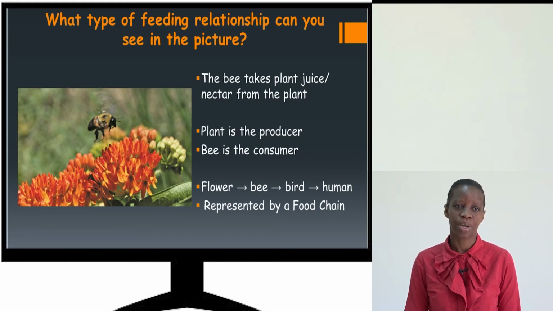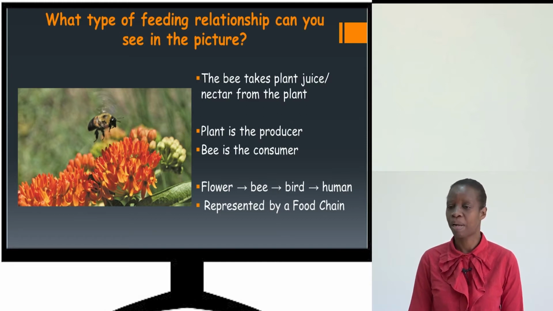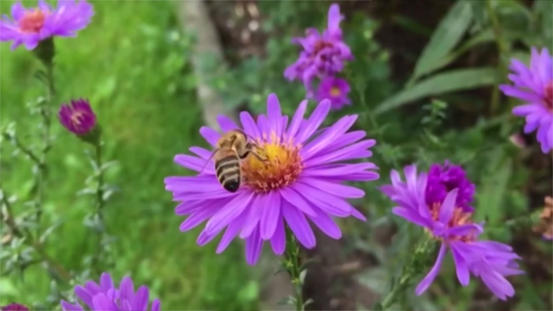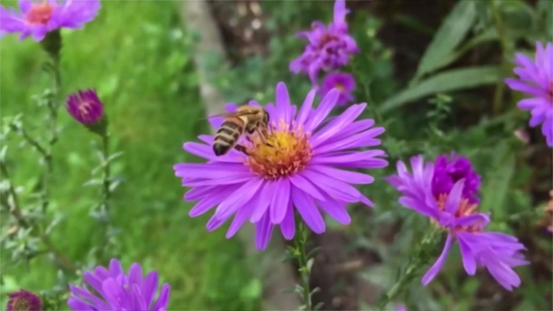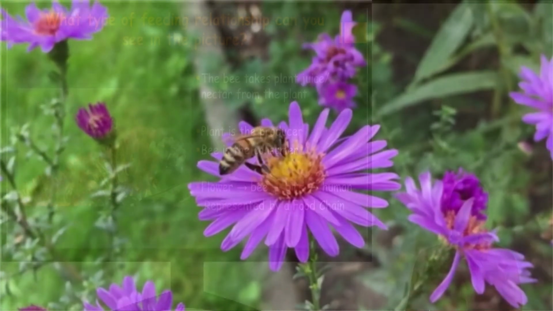Yes. And so in that picture, the plant would be the producer, of course. Only plants can be producers. And the bee is basically eating or taking the juice from the plant. So the bee is a consumer. And so we can represent what is happening in that picture in a food chain.